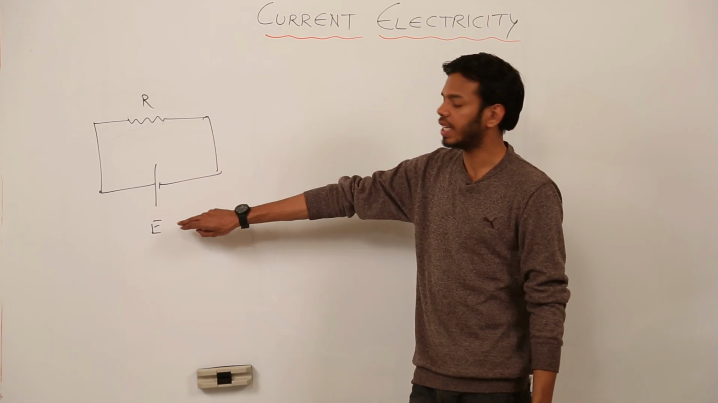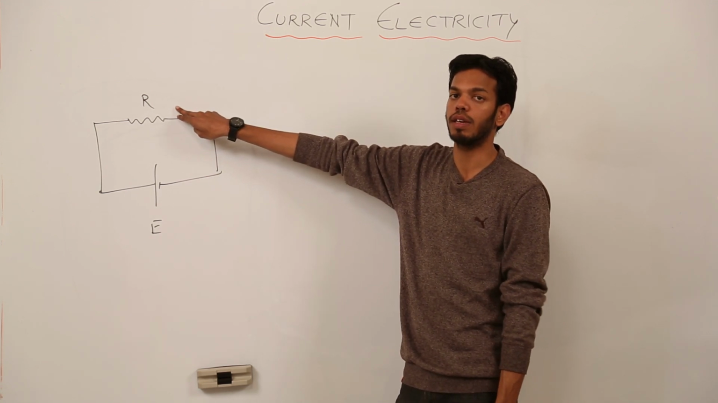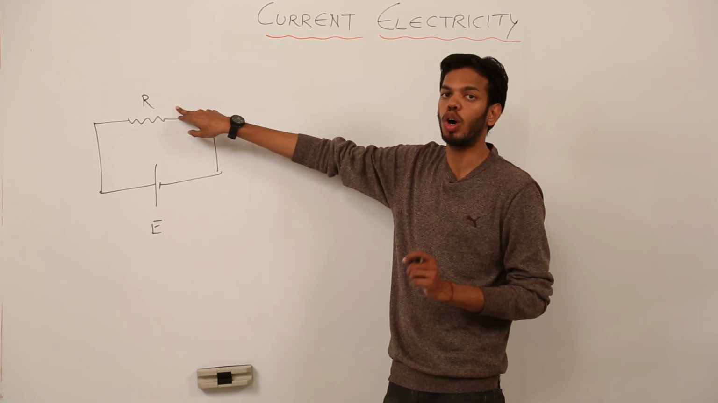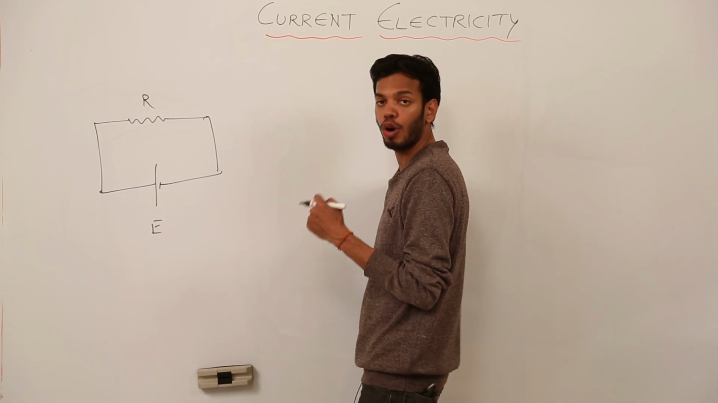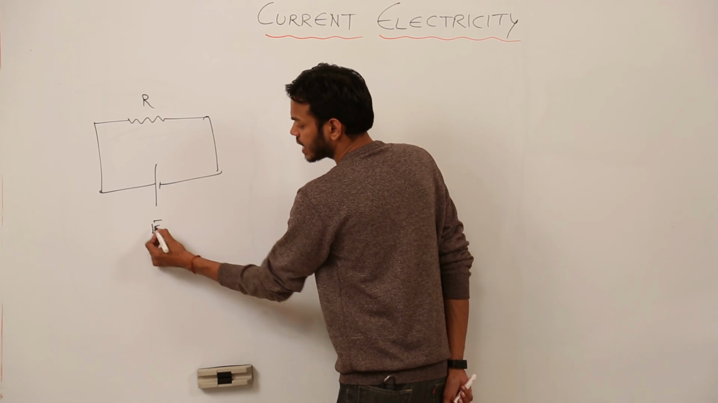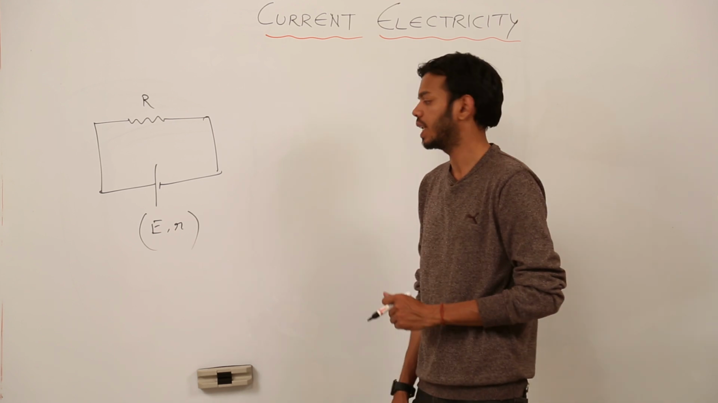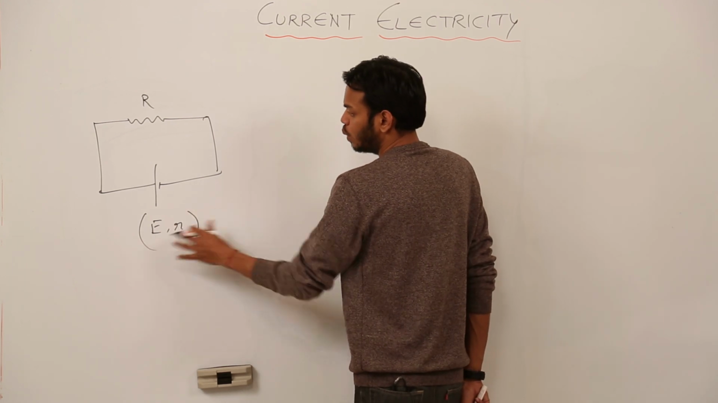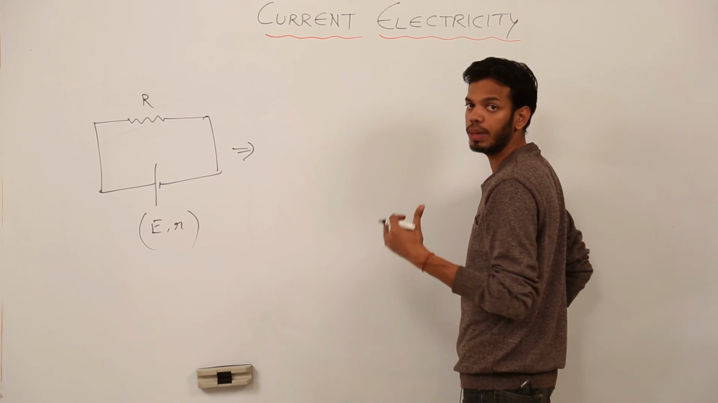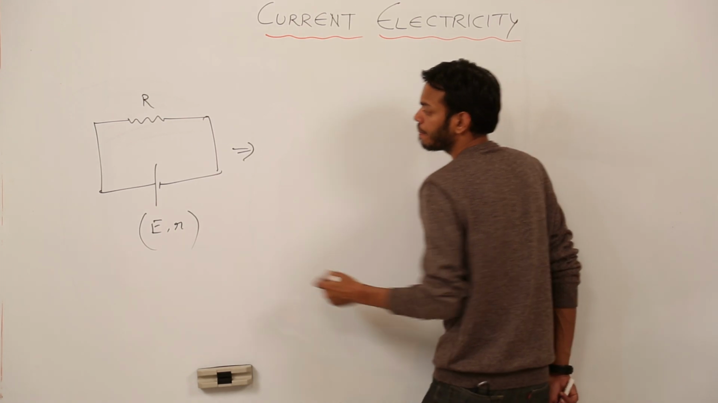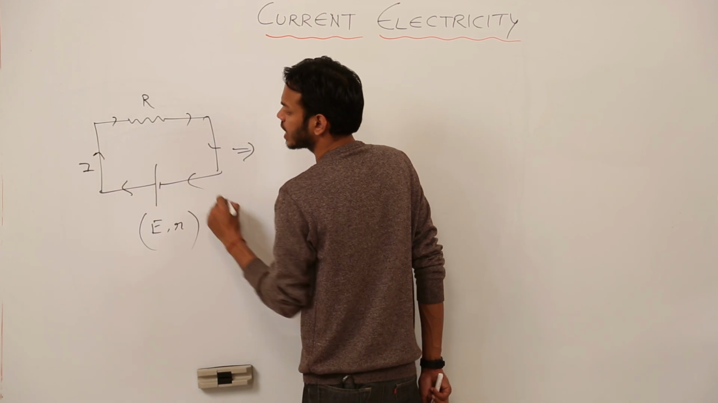Now if this EMF is 3 volts, this resistance will not be getting 3 volts, it will be getting either 2.8 or 2.9 volts. So where is that 0.1 or 0.2 volts going? The 0.1 or 0.2 volt is actually getting consumed by the internal resistance of this cell. So to make a relation between potential difference and EMF, right now there must be some current I which is flowing through this resistor, right?